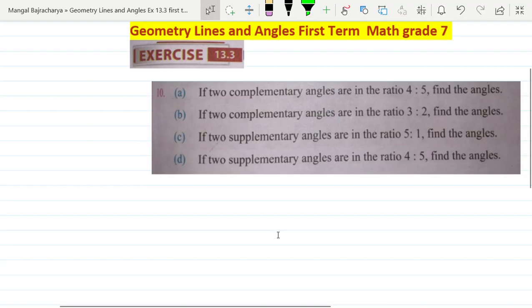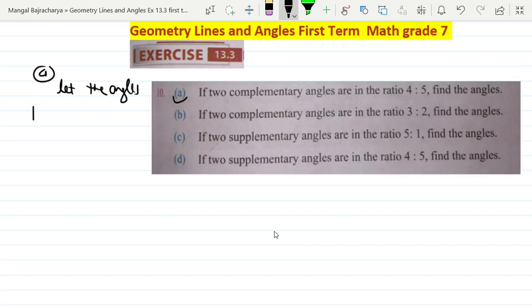Okay, so this is the language problem we are finding here. So first number: if two complementary angles are in the ratio 4:5, find the angles. So here it said two complementary angles are in the ratio 4:5, and we have to find those angles. So when a ratio comes, we have to suppose them by assigning some variable. Here 4:5, so those angles we can say 4x and 5x. So let the angles be 4x and 5x.